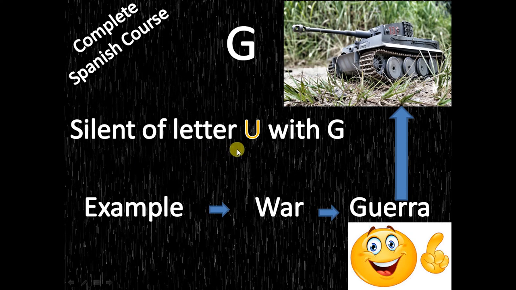Silent letter U with G. Example, war. War is guerra. Guerra means war. But here you will not sound the letter U. You will silence it because U is coming between G and E. So you will silence this U and pronounce it guerra, which means war. Repeat once. Guerra. Okay. Now move ahead.